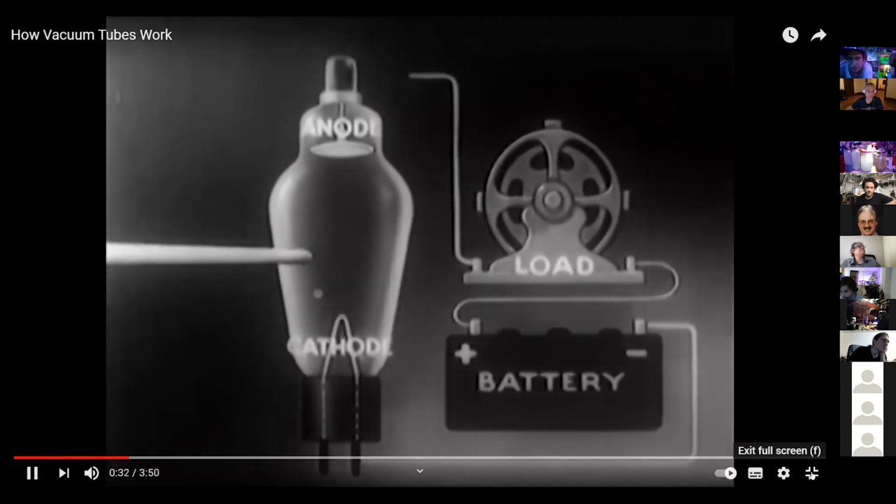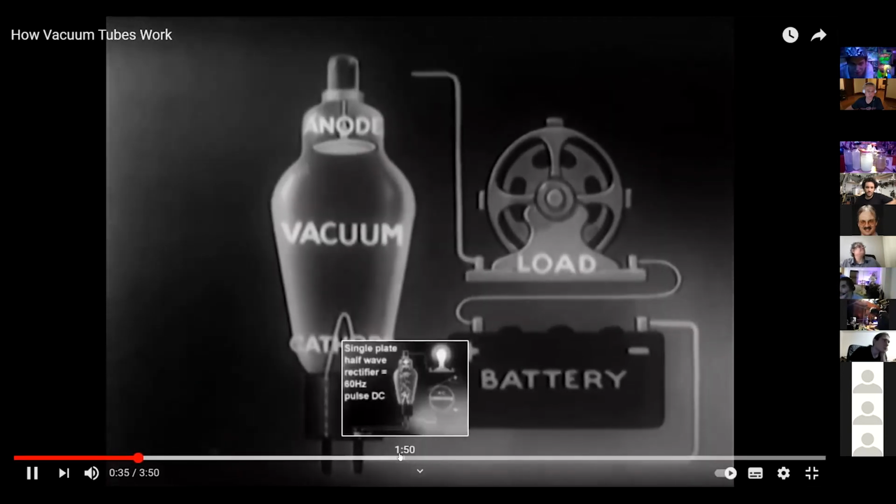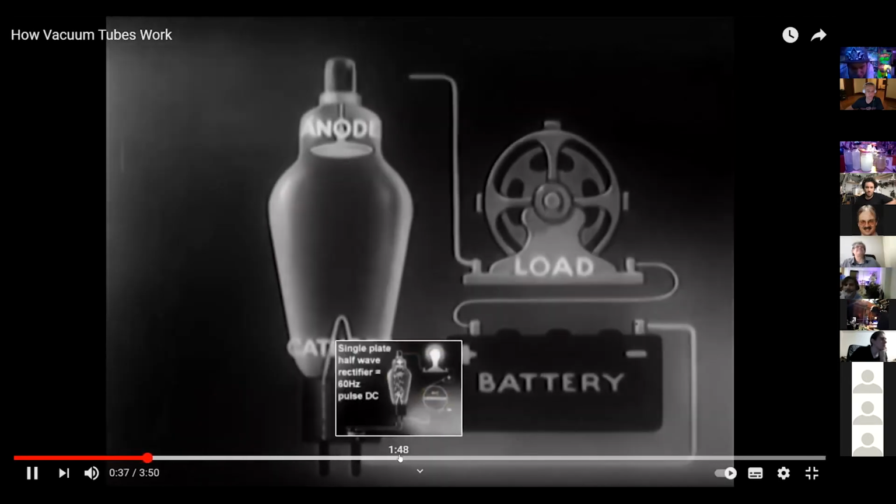Contacts are insulated from each other by a vacuum or by some inert gas inserted into an evacuated tube under low pressure.